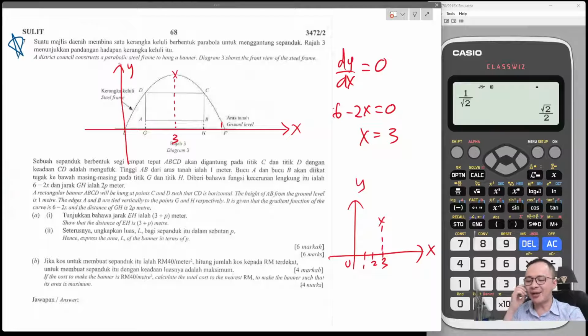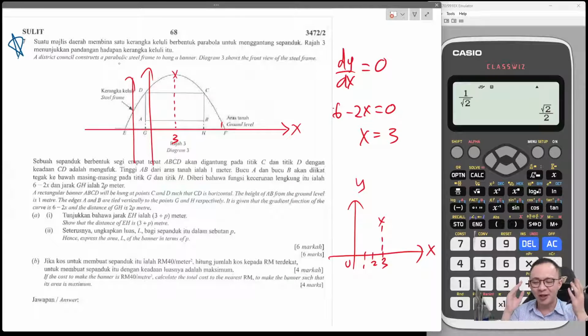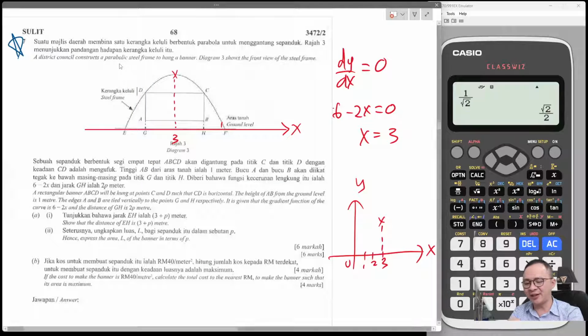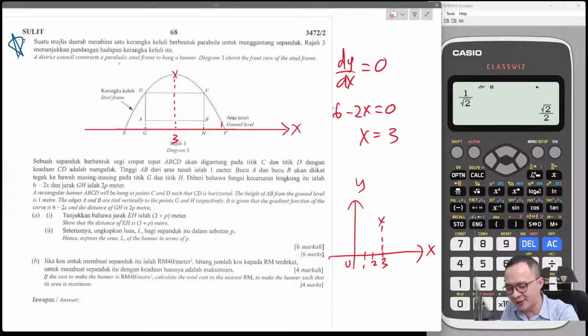Okay, some students might ask, sir, why don't you draw the y-axis nearer to 3 or something like that? We try not to do that. Then the more information we need to find to get the distance of EH. So I will not choose anywhere in the middle. I will just take E as my origin.